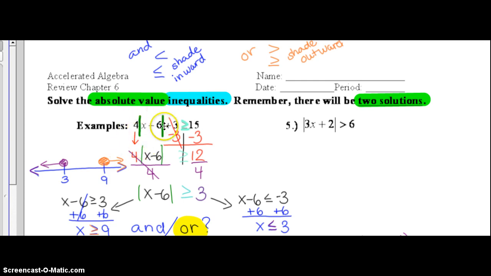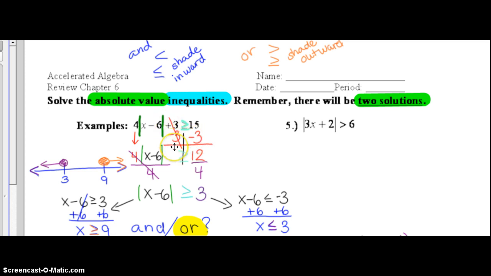So where does that begin? Notice these bars are not parentheses, so I'm not going to distribute the 4. They're absolute value bars because they're straight up and down. I have a 4 and a 3 outside of my absolute value bars. Before I can divide, I have to subtract. The opposite of plus 3 is minus 3, so I subtract from both sides of the inequality.